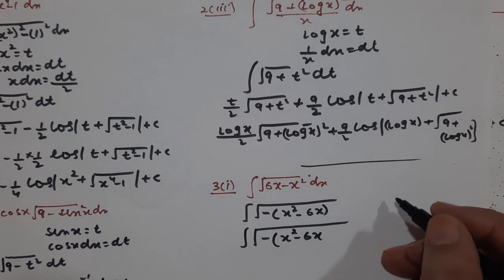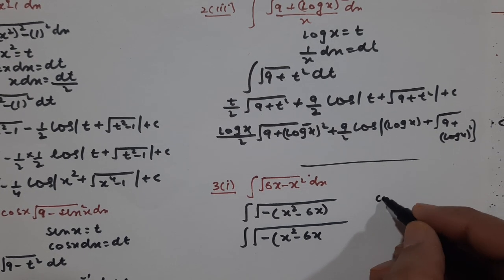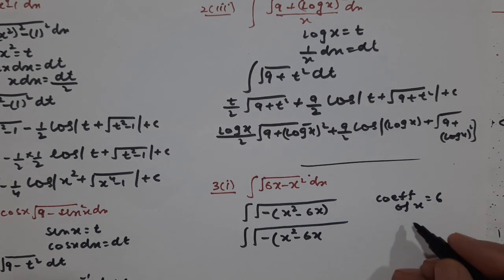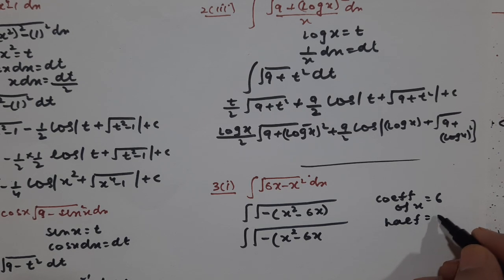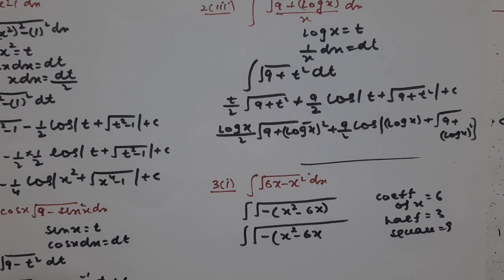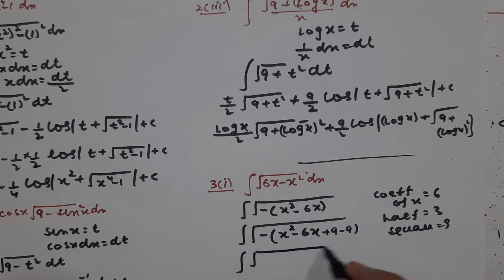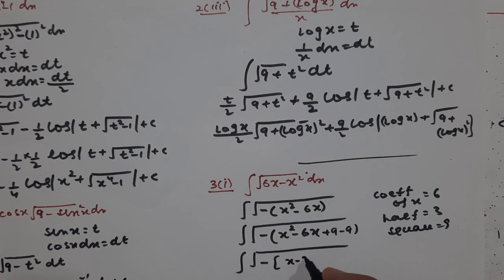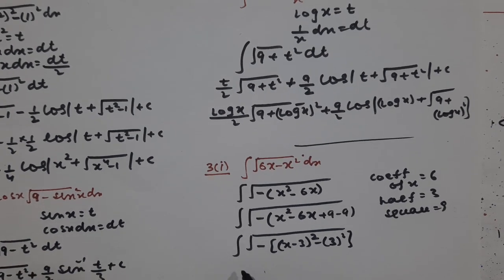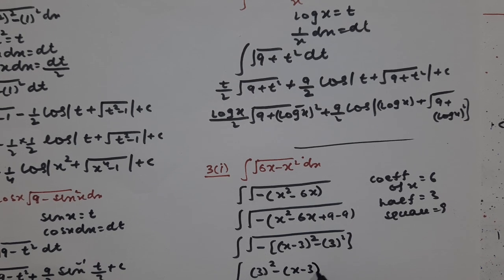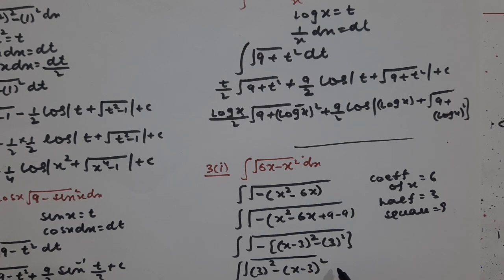So as we have already done, how to make it a perfect square: the coefficient of x in this question is 6 and its half is 3 and its square is 9. So this factor is to be added and is to be subtracted. So we write x minus 3 whole square minus 3 square like this. So on multiplying we get under the root 3 square minus x minus 3 whole square like this.